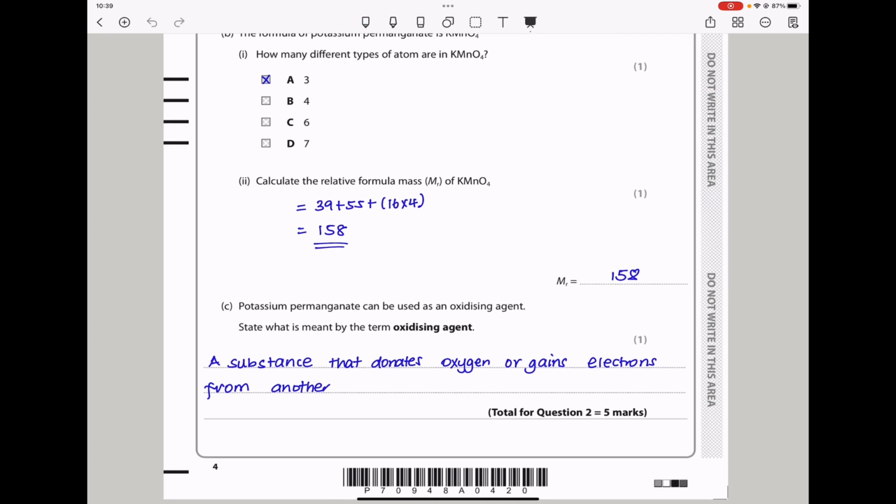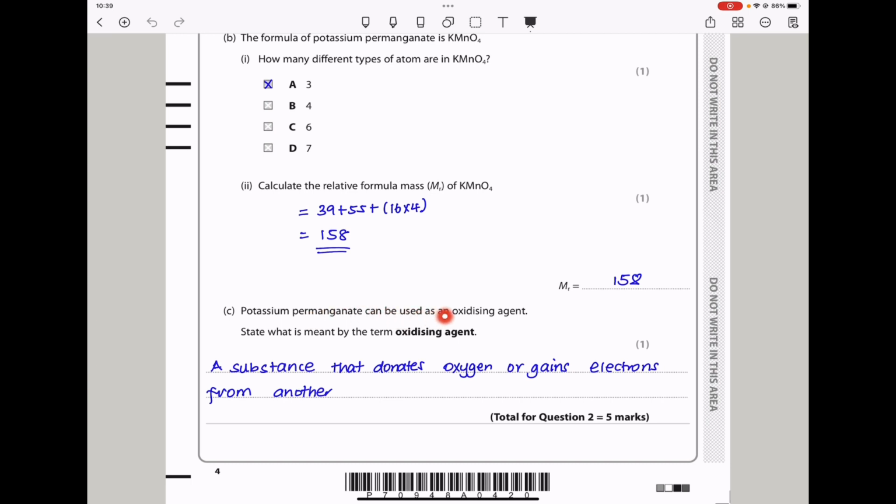In part C, potassium permanganate can be used as an oxidizing agent. State what is meant by the term oxidizing agent. An oxidizing agent is a substance that donates, in this case, oxygen or gains electrons from another. Or you could say an oxidizing agent causes something else to be oxidized, so it gets reduced. So this brings us to the end of question 2. Let's continue to question 3.